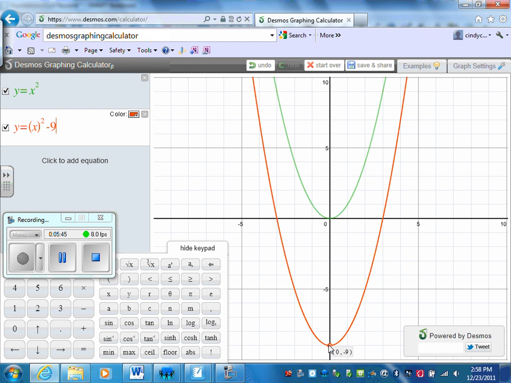And my axis of symmetry is still x equals 0. So it seems like the number that we add on changes the vertex, but doesn't change the axis of symmetry.